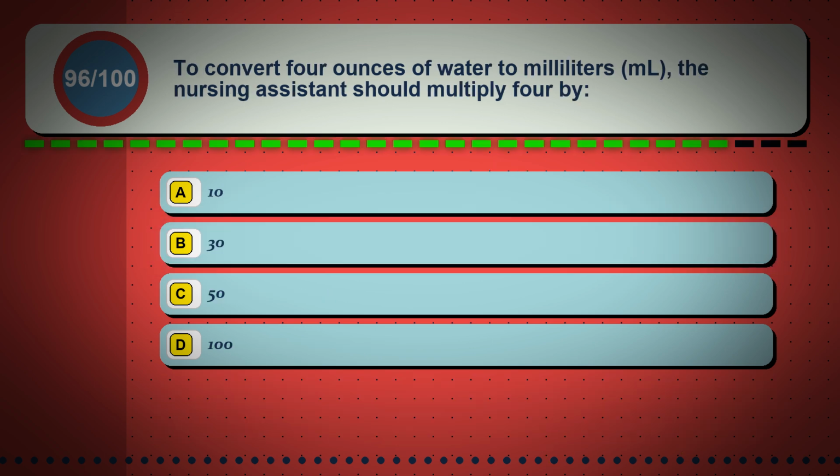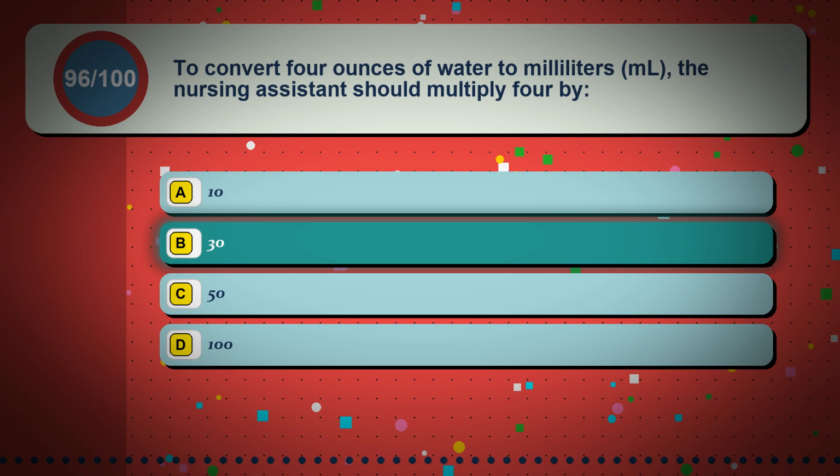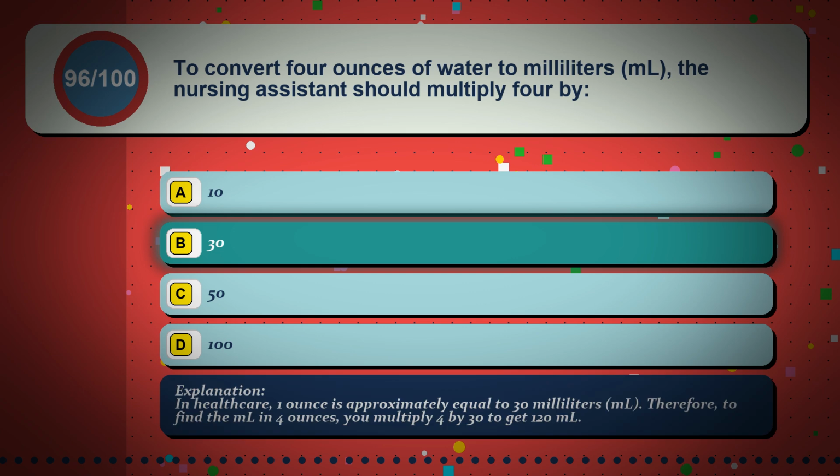Question 96. To convert 4 ounces of water to milliliters, ml, the nursing assistant should multiply 4 by: Option A 10, Option B 30, Option C 50, Option D 100. The correct answer is option B, 30. In healthcare, 1 ounce is approximately equal to 30 milliliters, ml. Therefore, to find the ml in 4 ounces, you multiply 4 by 30 to get 120 ml.